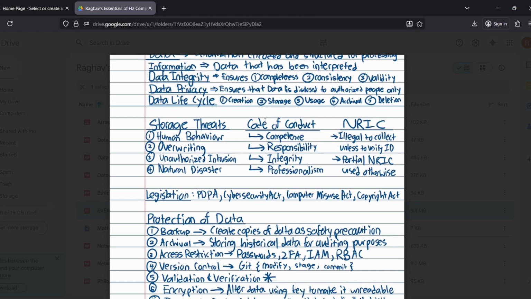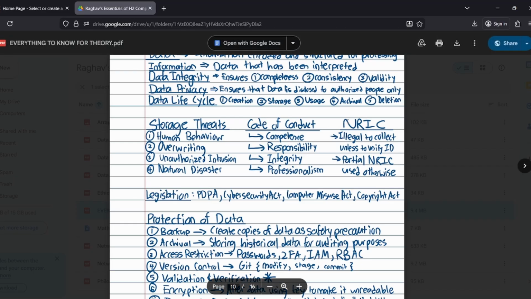So yeah, storage threats: human behavior, people being idiots. Overwriting, if you accidentally overwrite something that was important. Unauthorized intrusion, someone breaking in. And natural disaster. Unfortunately, this is quite common in certain countries. Then we have the code of conduct, which is competence, responsibility, integrity, and professionalism, and is funnily called CRIP.